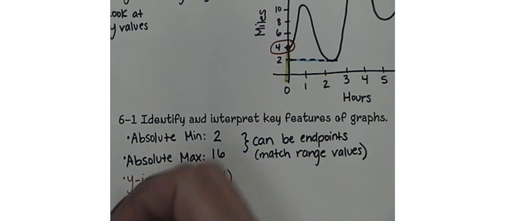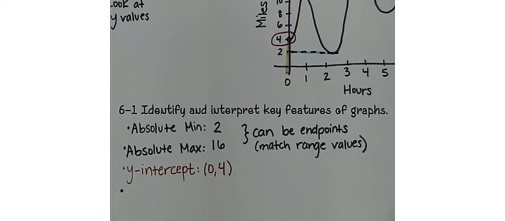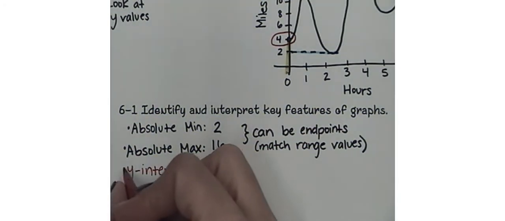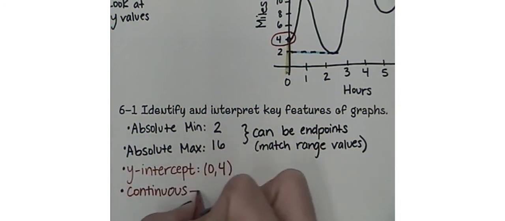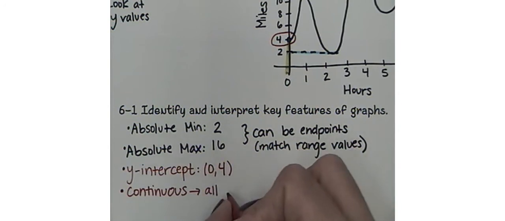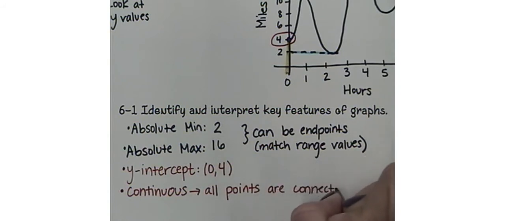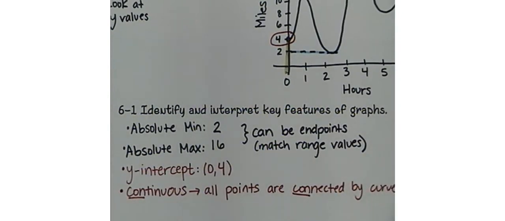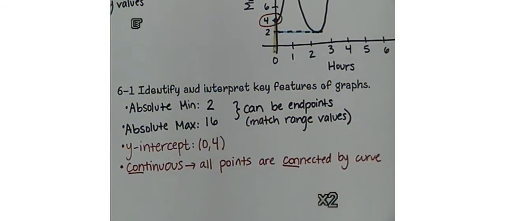The next part I want you to write down: is this graph continuous or discrete? This graph is continuous. And in your own words, write down why. All points are connected by a curve. We could draw this graph without picking up our pencil. So continuous because the points are connected.